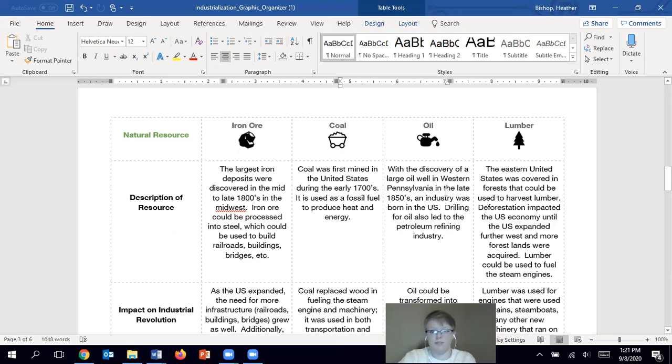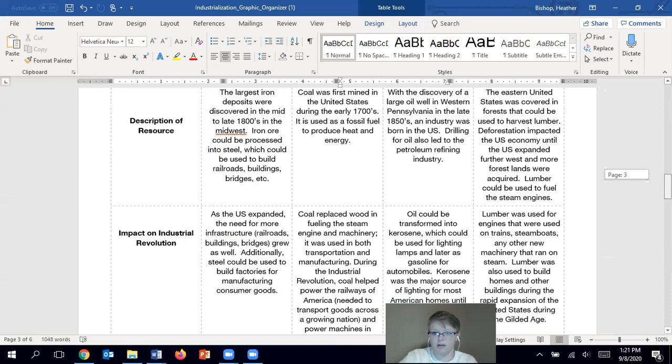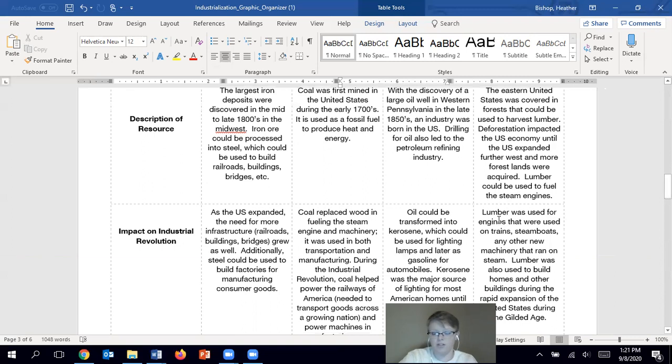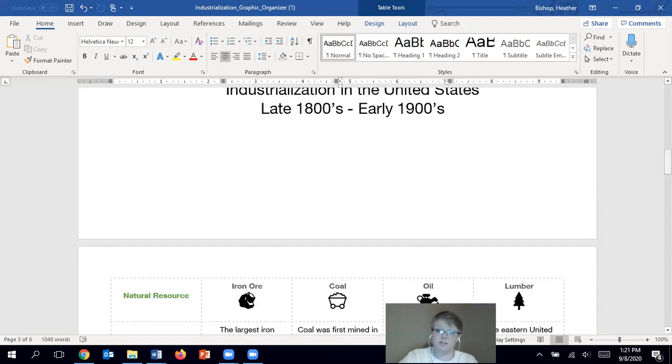Oil is going to be transformed into kerosene, which can be used for lighting lamps and later as fuel for automobiles. And then lumber, which is something that's been used throughout, but it's going to be used for engines on trains, steamboats, and any other new machinery that ran on steam. Lumber was also used to build homes and other buildings during the rapid expansion of the United States during the Gilded Age. So that's this graphic organizer, okay?